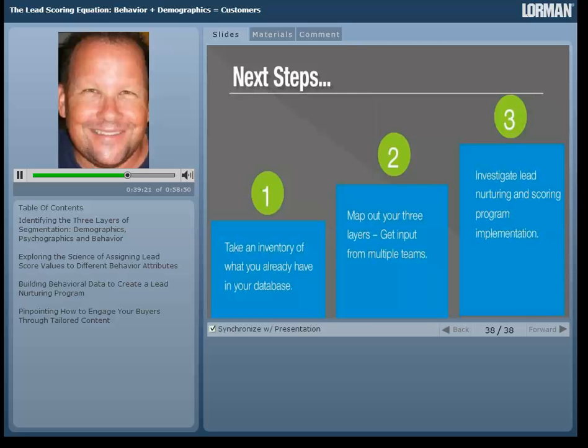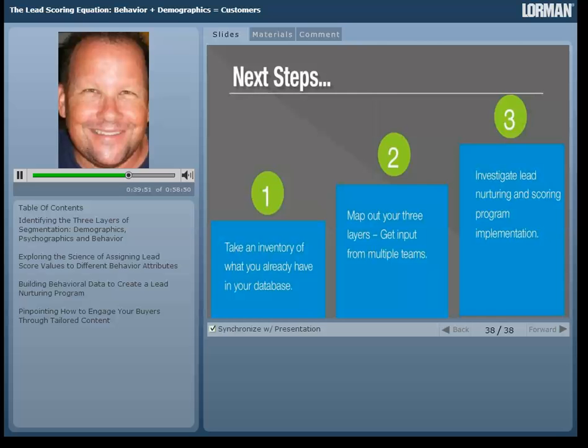And second, map out those three layers. Map out what you want to track at each of those three layers, what you want to see at each of those three layers, so that you can compare that back to what you have existing, and get input from multiple teams, because the sales team might want to see different types of demographic or firmographic data than maybe your marketing team does. So make sure you get input from multiple sources so that you know what type of data you need to start collecting, whether that's on forms or through an analytics tool, et cetera.